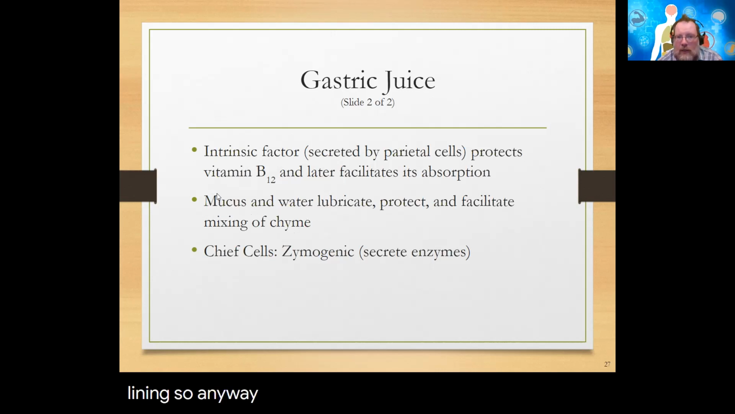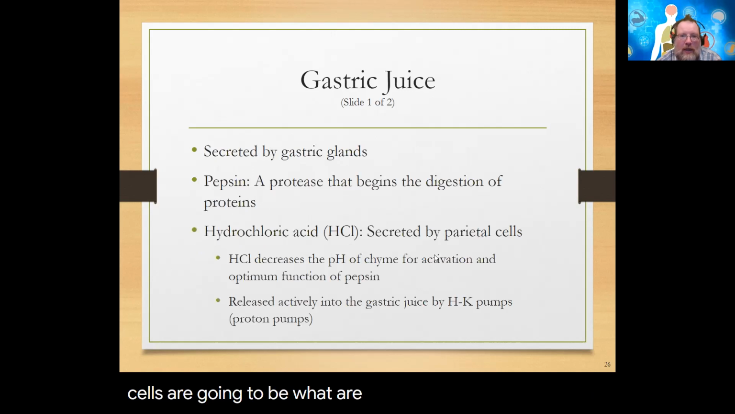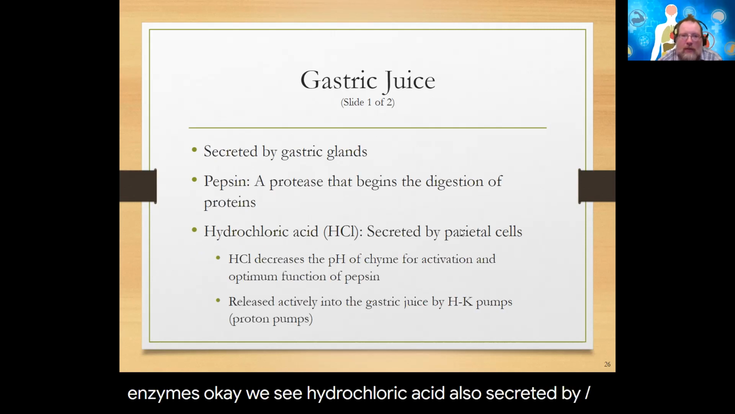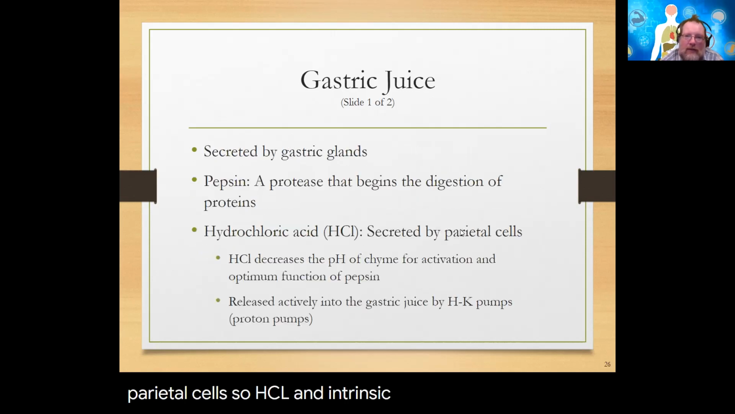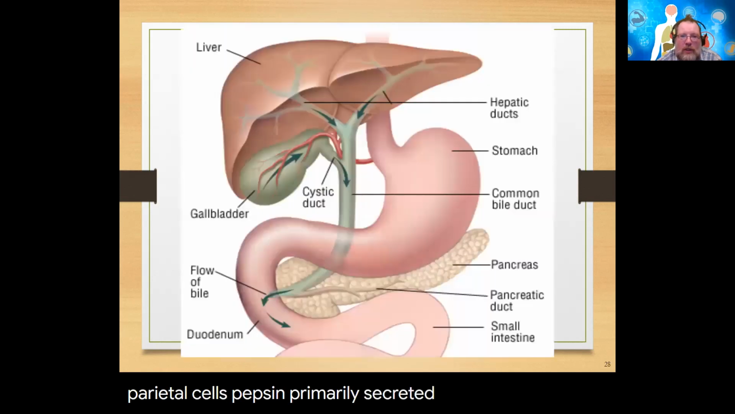So anyway, of course we have mucus, we've got water, we have what are called chief cells and parietal cells, again, secreting that intrinsic factor. Chief cells are going to be what are secreting the digestive enzymes. Okay, we see hydrochloric acid also secreted by parietal cells. So HCl and intrinsic factor, secreted by parietal cells. Pepsin, primarily secreted by those chief cells.